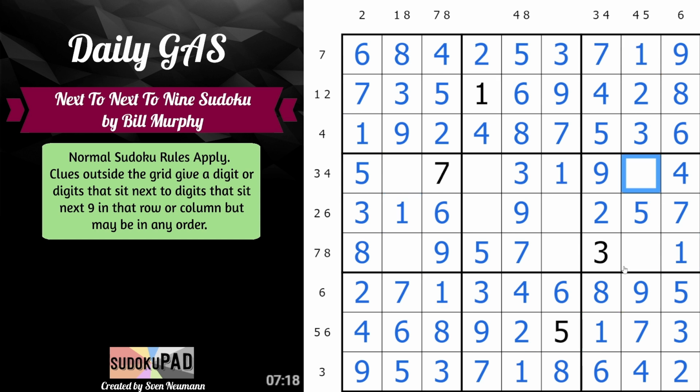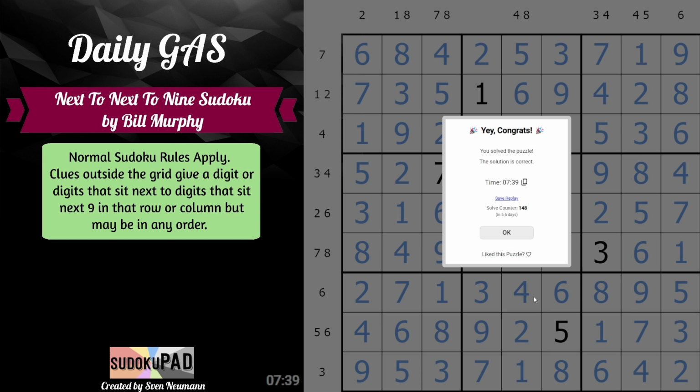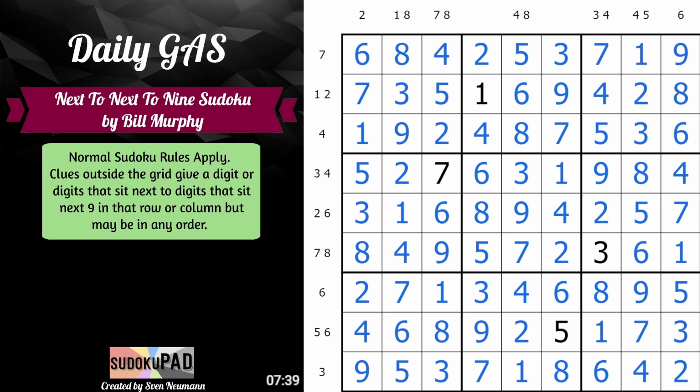From the column we need 6 and 8, which is resolvable here. This is 6, this is 8. Across we need 2 and 4. 2, 4, 4, 2. 4, 2, 4, 2. Then to finish us off, we need 6 and 8. And we are done in 7 minutes and 39 seconds with Next to 9 Sudoku by Bill Murphy.